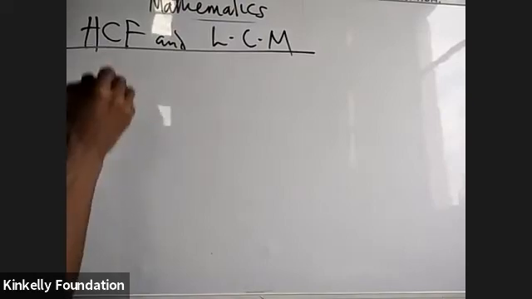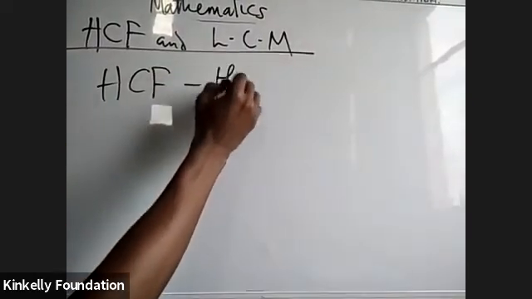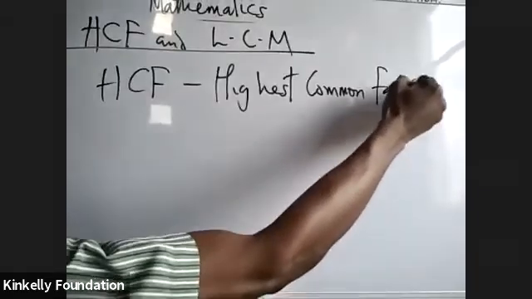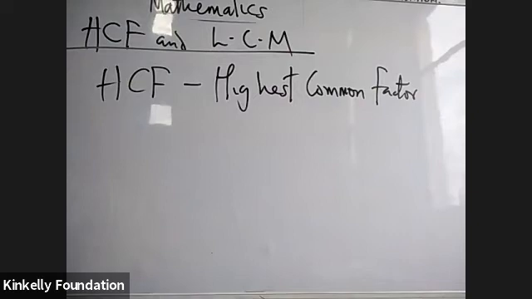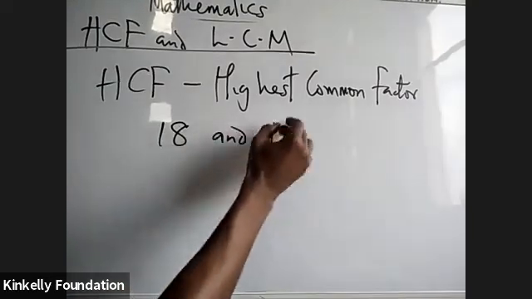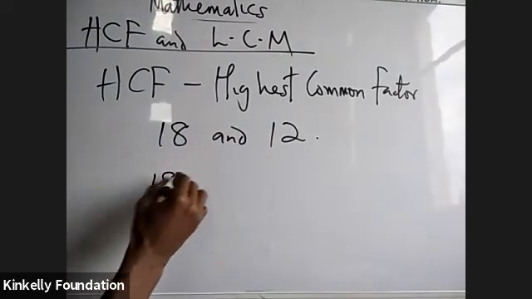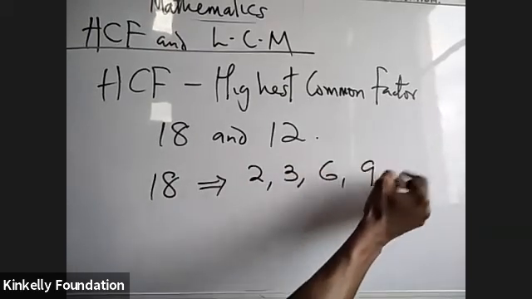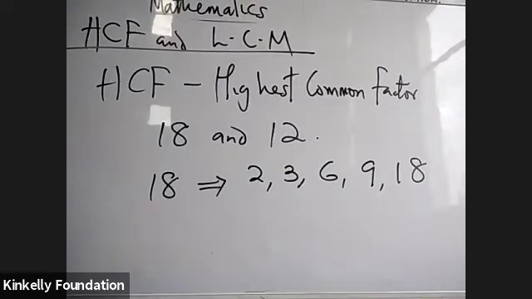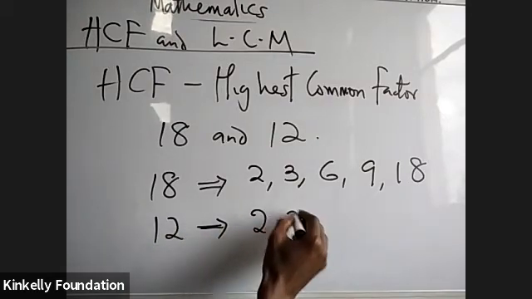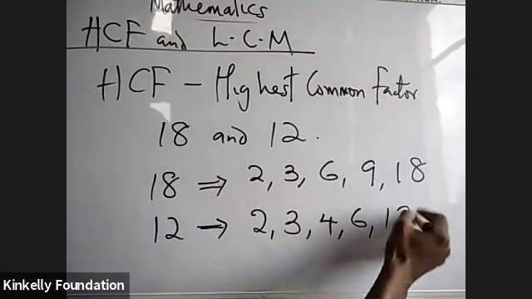Now, when we talk about HCF, we mean the highest common factor. Let us look at two numbers, like 18 and 12. 18 has factors as 1, 2, 3, 6, 9, and 18. These are factors of 18. And then we have 12 factors to be 1, 2, 3, 4, 6, and 12.